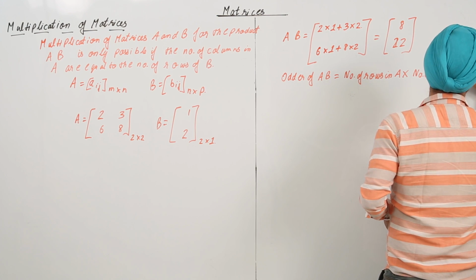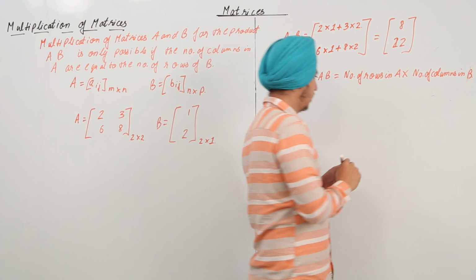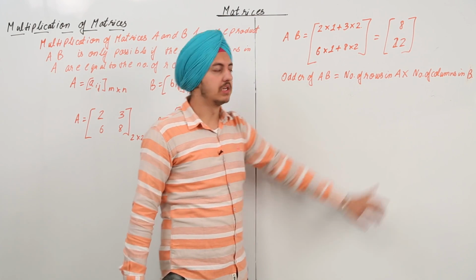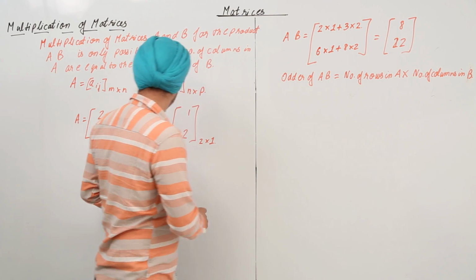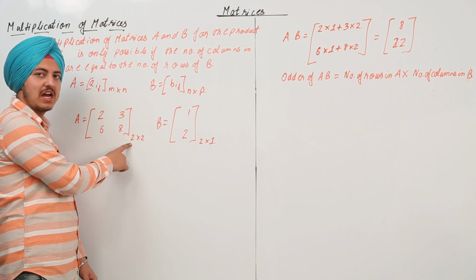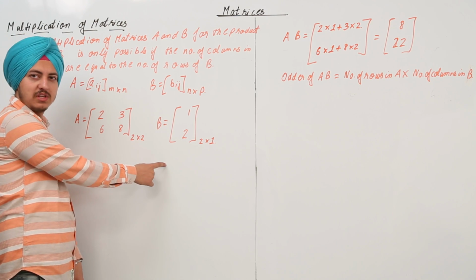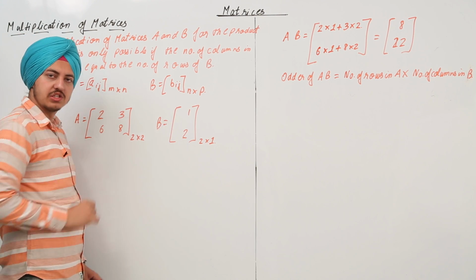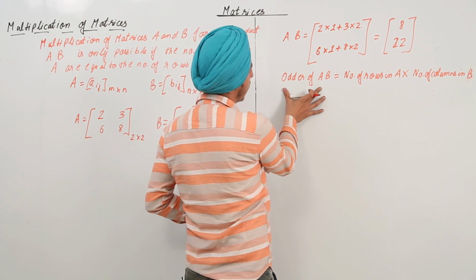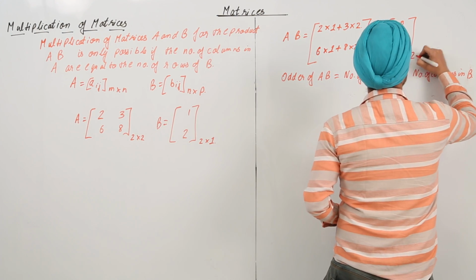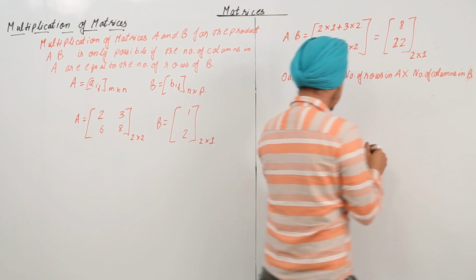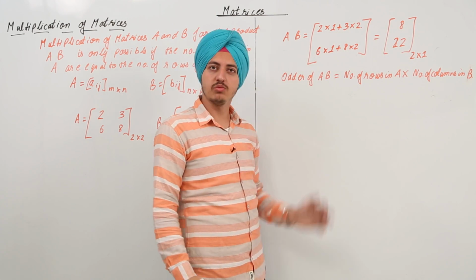Number of rows in A into number of columns in B. So tell me from here, the number of rows in A is 2, and the number of columns in B is only 1. So the order of AB should be 2 into 1. See over here, the order of AB is 2 into 1.